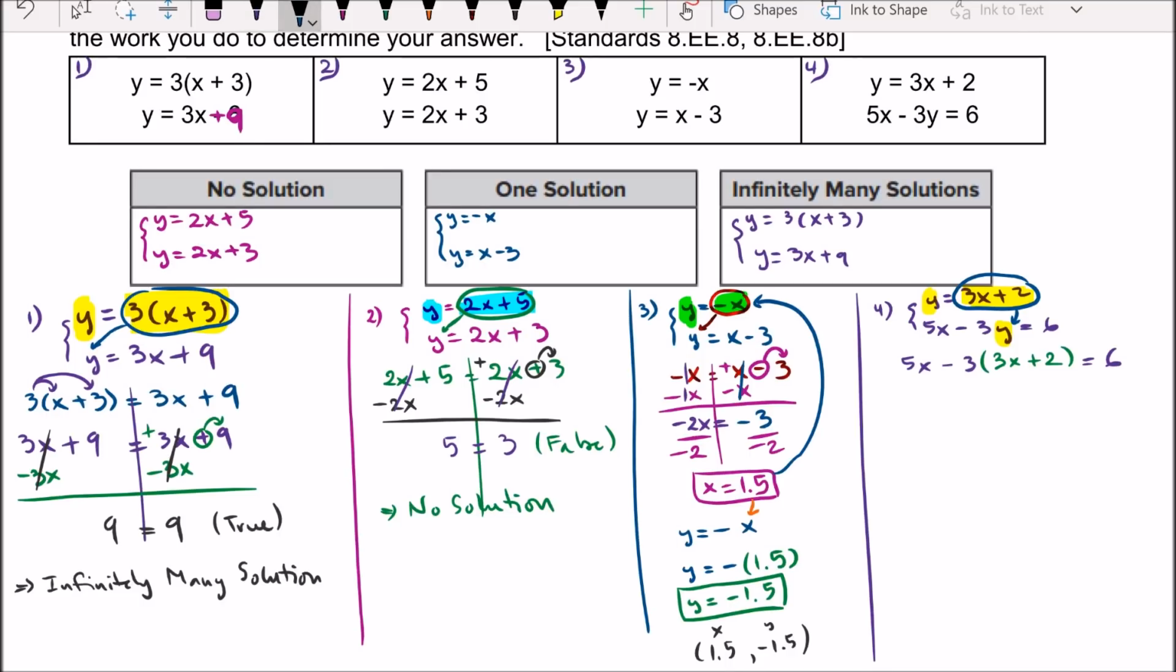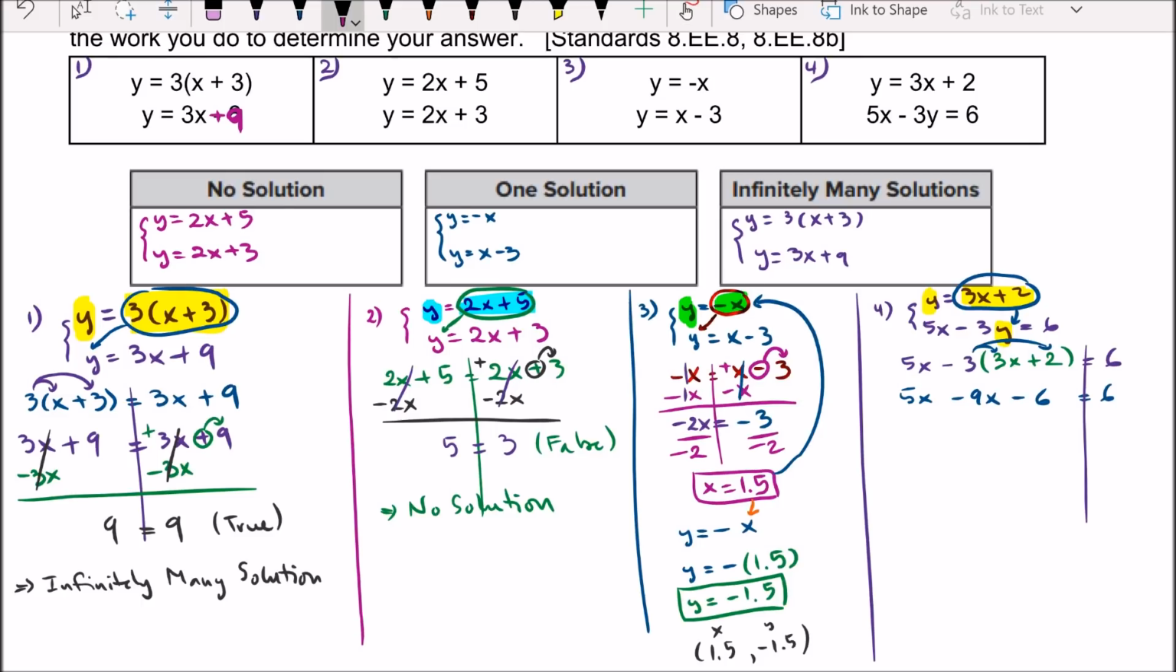So as usual, we distribute negative 3 into the parentheses. 5x minus 3 times 3x is 9x. Negative 3 times 2 is negative 6. Make sure you multiply 2 and 3, do not add, and don't forget to multiply, because some of you are going to put 2 instead of negative 6. Alright, at this step a few students are going to be confused and stop working.